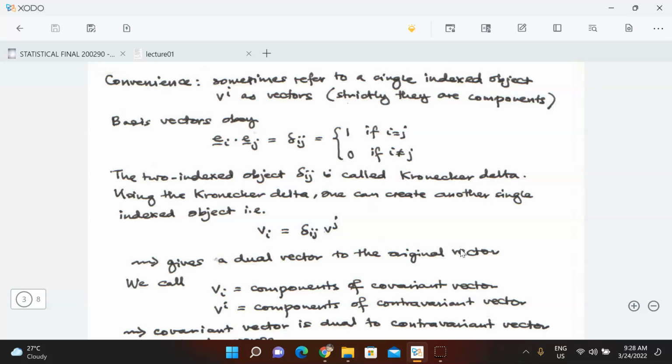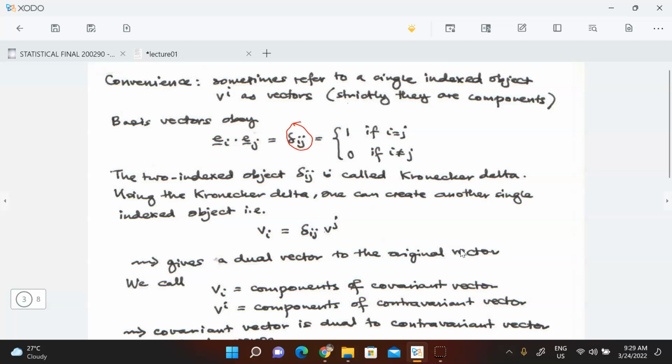Essentially, this is giving you the orthogonality and also normalization of your basis vectors. We assume that to be the case. And essentially, this gives you a two-index object called the Kronecker delta. I believe you have actually seen this Kronecker delta. Okay, this is what we call the Kronecker delta. And the definition is just simply: one when i equals j.